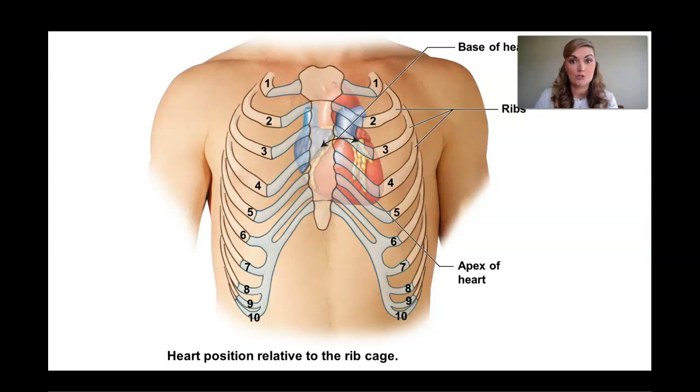The top portion of the heart is referred to as the base, and that's where you're going to see all of the vessels coming out. So you see things such as the superior vena cava on the top. You'll also see that aorta that's going around the top, and you'll see the pulmonary trunk coming out with the pulmonary arteries.